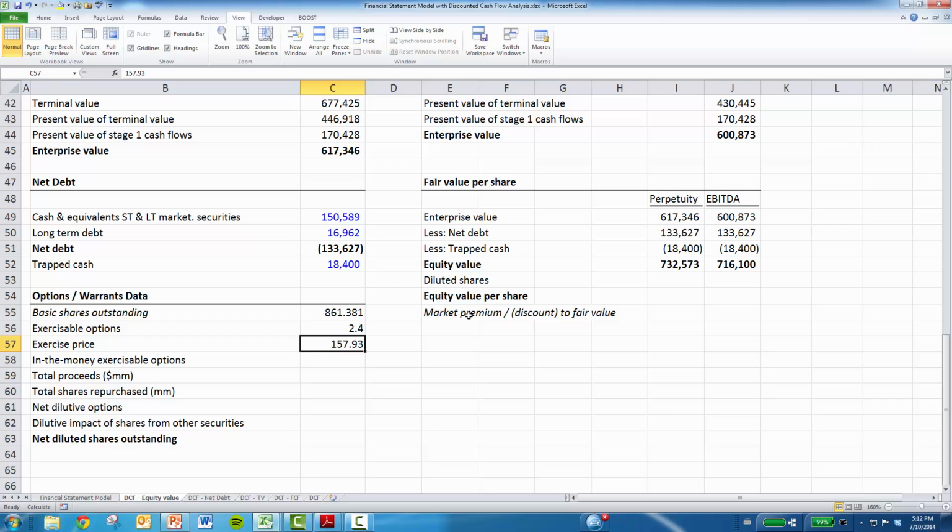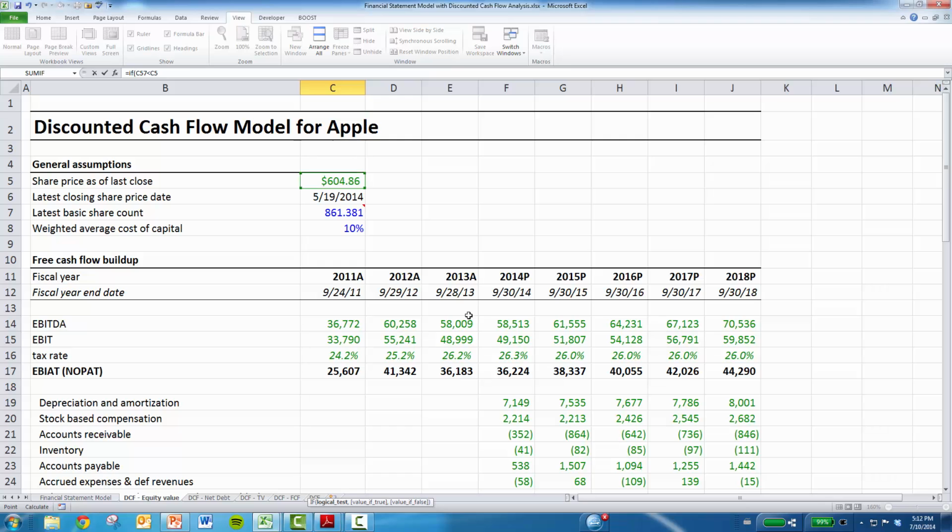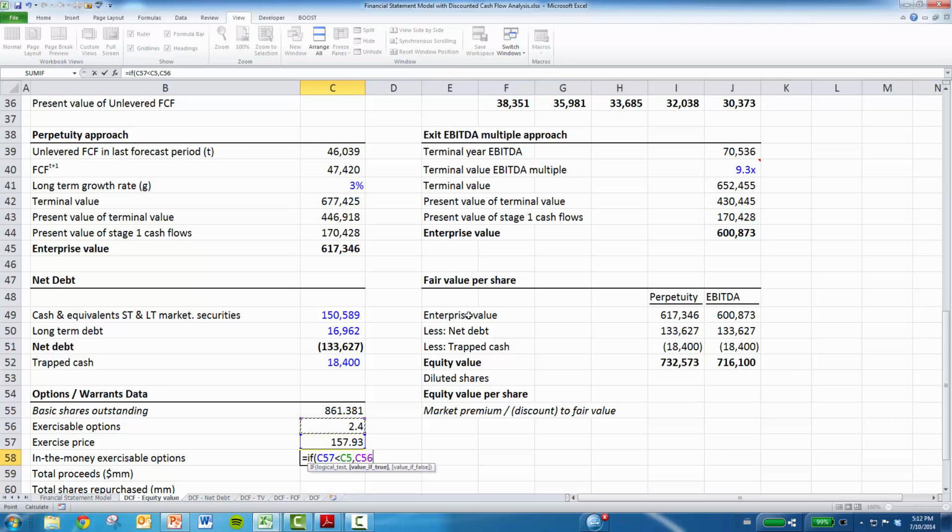The average exercise price is 157. Since we don't have a tranche by tranche breakout, you either assume full exercise of all of these or none of these. And so, is this in the money? Well, it is certainly in the money because the exercise price is less than the current share price. So we need a test in here that says if the exercise price is less than the current share price, which is significantly higher, then you are going to assume that these exercisable options are indeed going to be exercised.